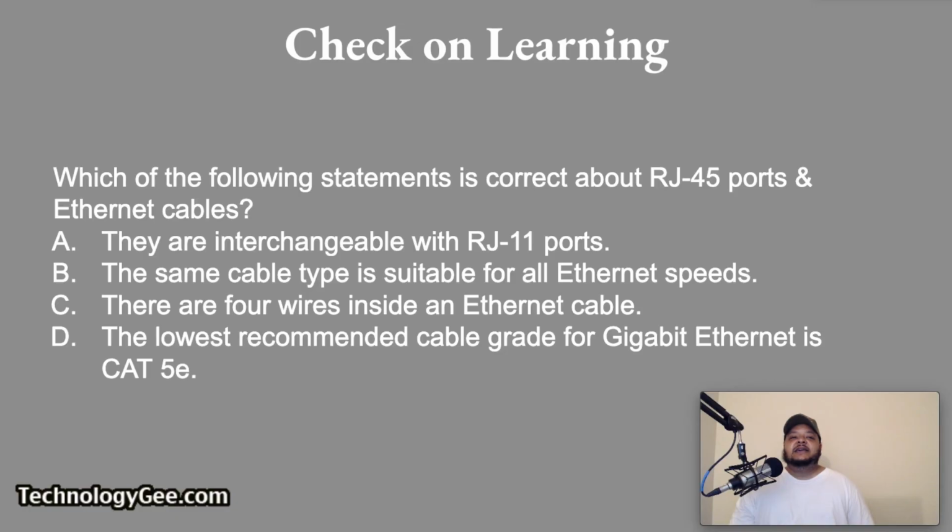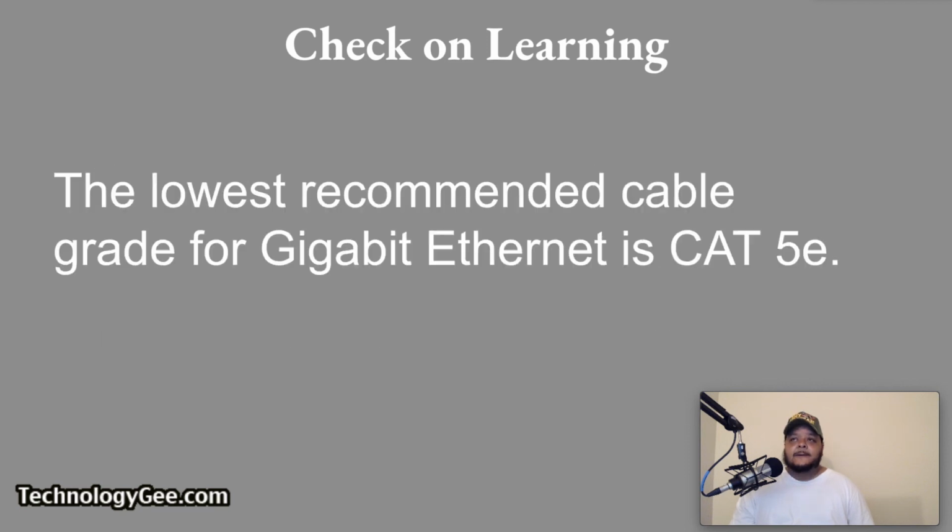So if we go back to here, remember an RJ11 is a phone jack. So the little wire that you pull out the back of a landline phone, that is an RJ11. It is actually physically smaller than an RJ45. And no, what is this one? The same cable type is used for all Ethernet speeds. That is incorrect. It says there are 4 wires inside of an Ethernet cable. That is incorrect. There are 8 wires inside of an Ethernet cable. All right.